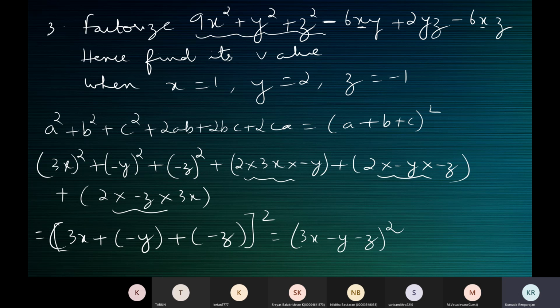Now find its value when x is 1, y is 2, and z is minus 1. So substitute. 3 into 1, 3, minus 2, minus into minus plus 1, the whole square. So 1 plus 1, 2, 2 the whole square, which is 4.